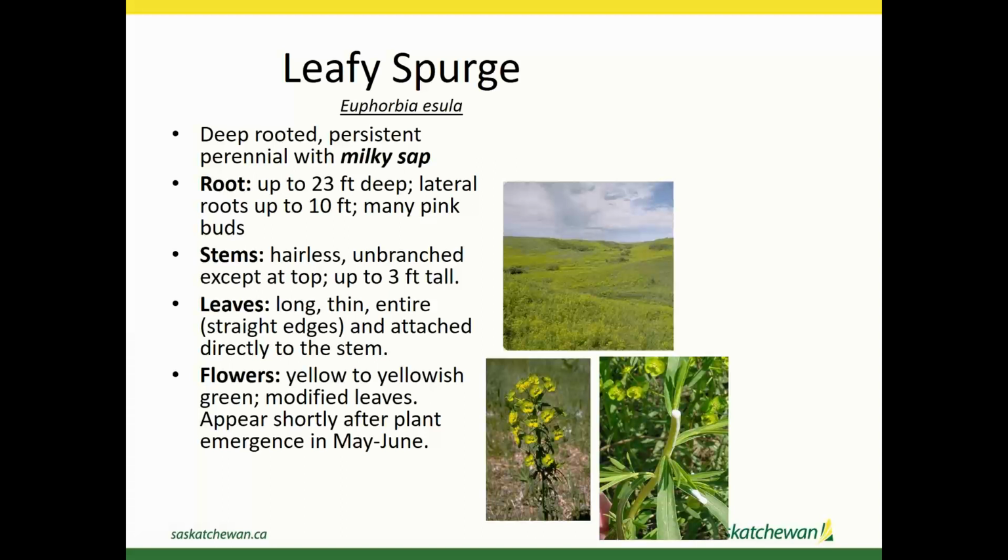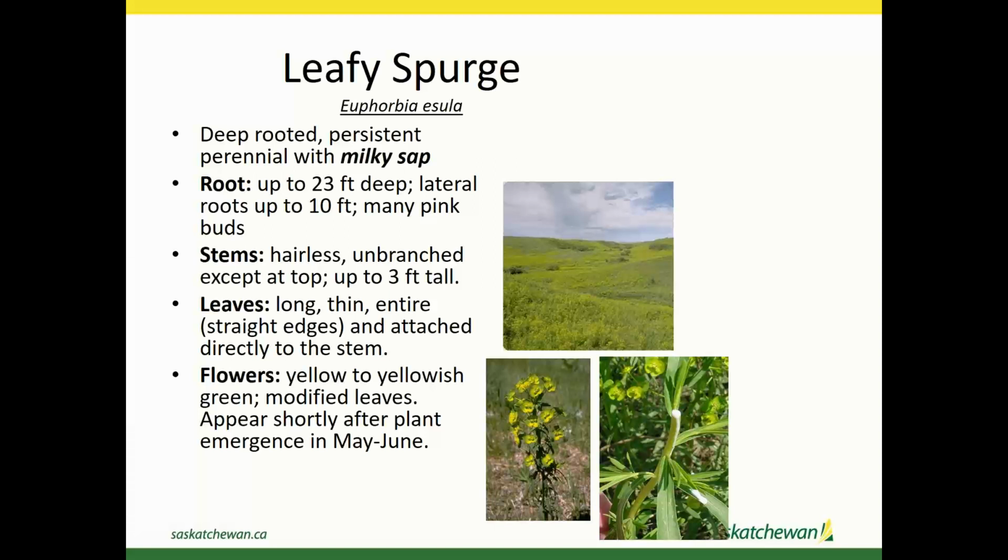Stems are hairless. They're unbranched except for at the top, and these plants grow up to about 3 feet tall when they're in good shape. Leaves are long and thin and entire, and as we said, that means straight edges and attached directly to the stem. The flowers are yellow to a yellowish green, and essentially the color component of that flower is actually a modified leaf or bract that sits behind the actual flower.